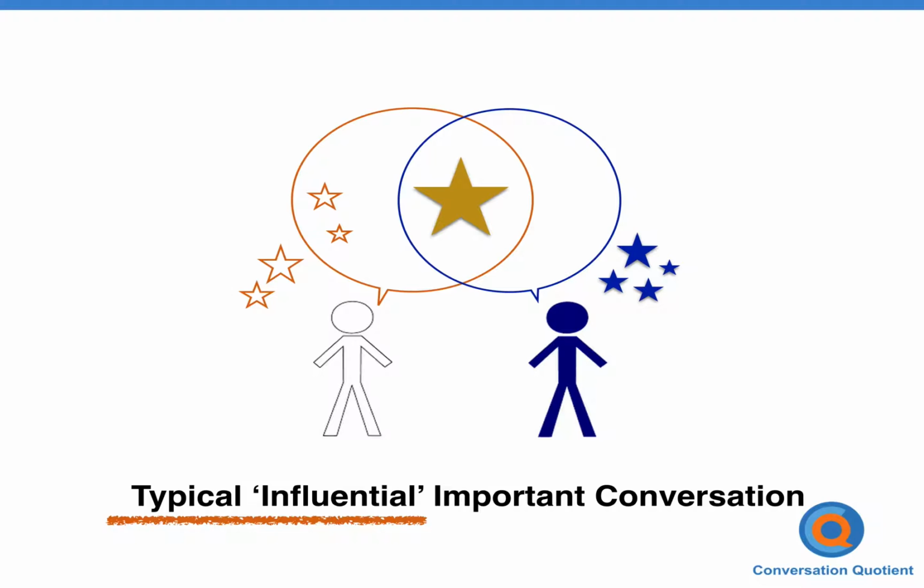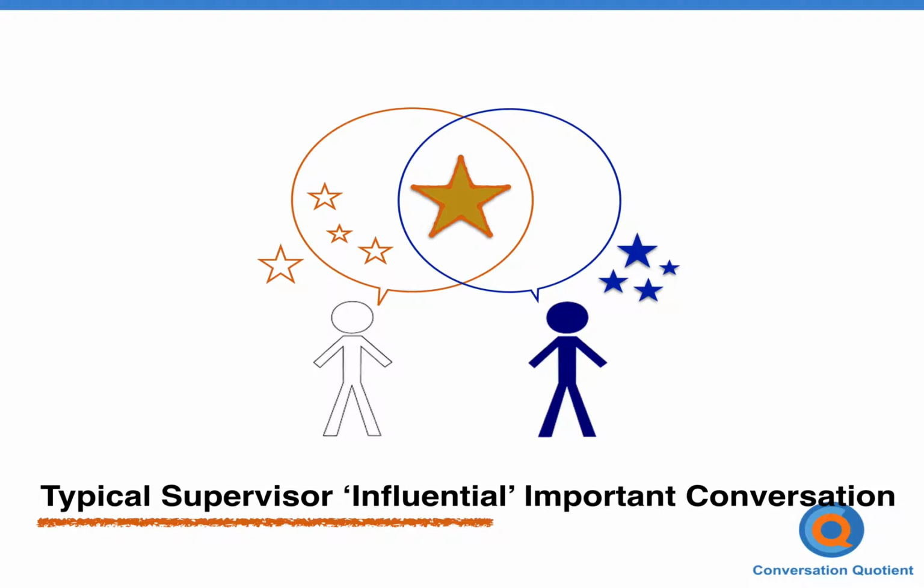And then if we take it up a notch further and we look at the typical supervisor influential important conversation, it's going to look even a little bit more aggressive, where we add even more reasons why we think things need to move forward. And oftentimes we even turn the project into something that's very important for our objectives and what we're trying to accomplish.